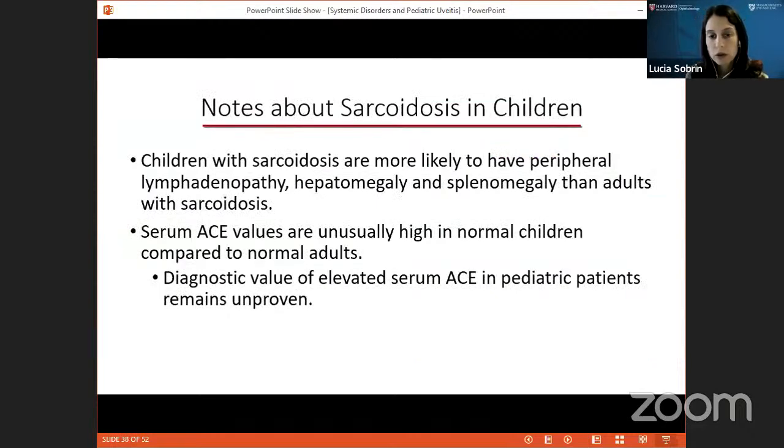So my notes about sarcoidosis in children is that children with sarcoidosis are more likely to have peripheral lymphadenopathy, hepatosplenomegaly, than adults with sarcoidosis. It's also very important to note that serum ACE values are unusually high in normal children compared to normal adults. So an elevated ACE is not as reliable in pediatric patients as it is in adult patients as an indication of sarcoidosis.